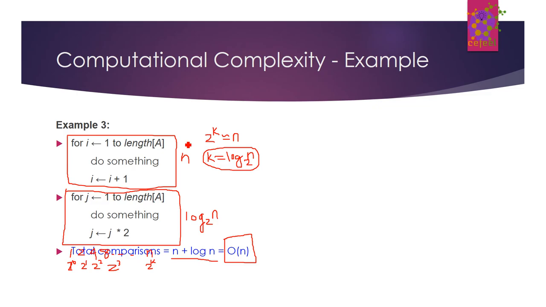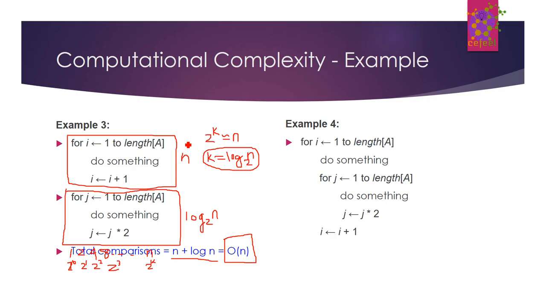Cool. So now let's move to the most complex example, where again the j loop is inside the i loop, which means there is an outside loop, and the outside loop is i equals 1 and i equals i plus 1 in every step. So the outside loop runs n times, and the inner loop is exactly the same as we saw in example 3, where j runs from 1 to n, but j is multiplied by 2, which means j equals j times 2.